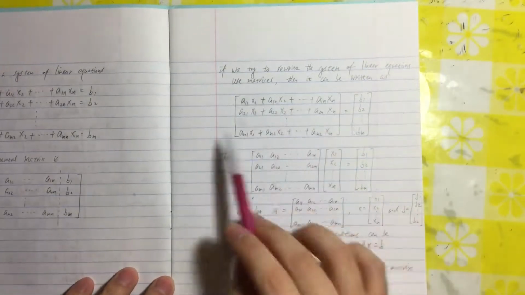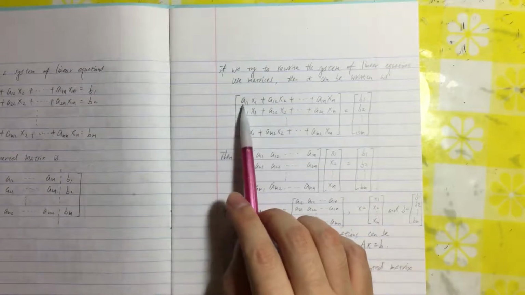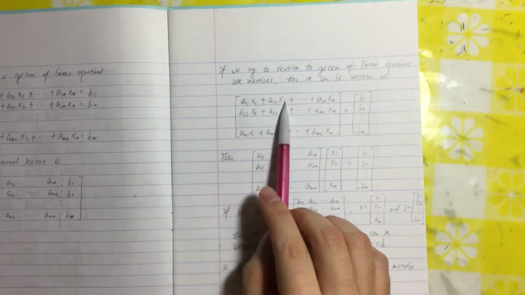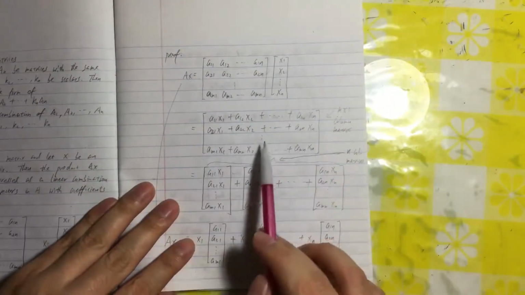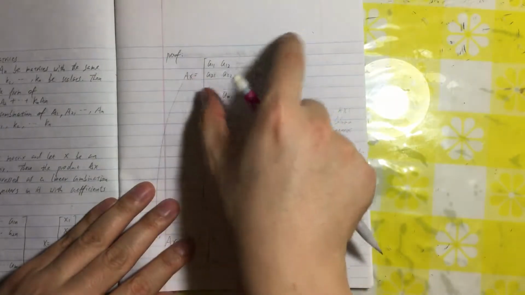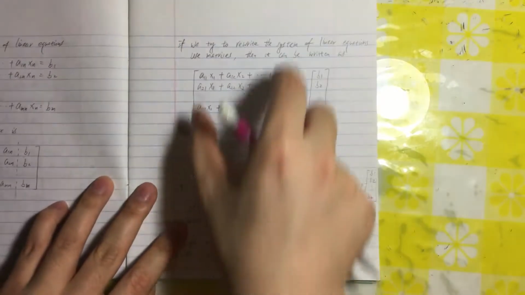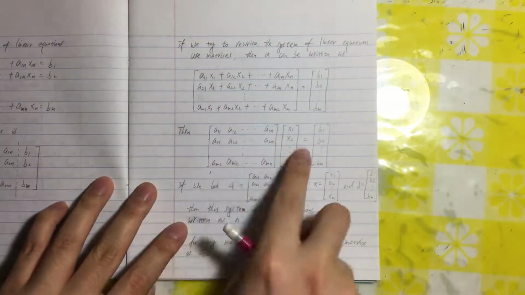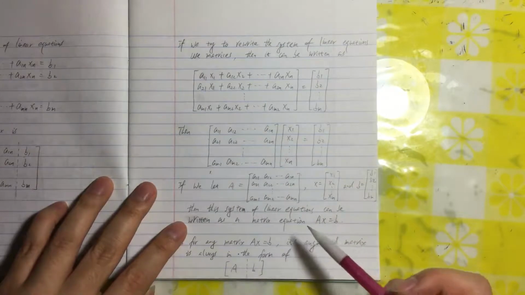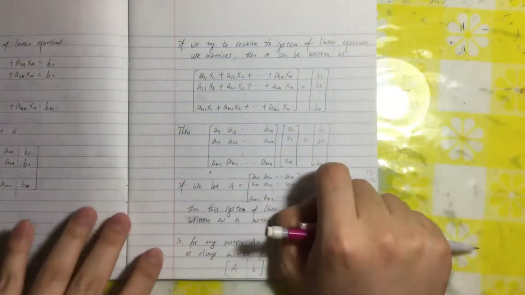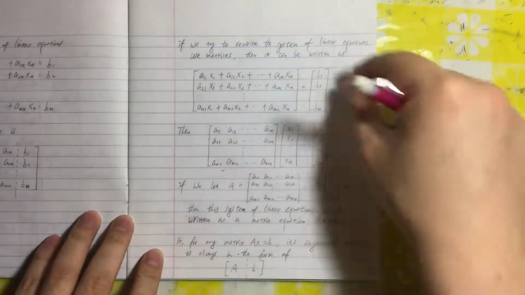Next, I try to rewrite the left side. The left side, A11 S1, A12 S2, A1n Sn, looks exactly the same as this expression here. And we know that this expression can be rewritten in product form by going backward. So the expression on the left side can be rewritten as a product of matrices, leaving the right side the same.